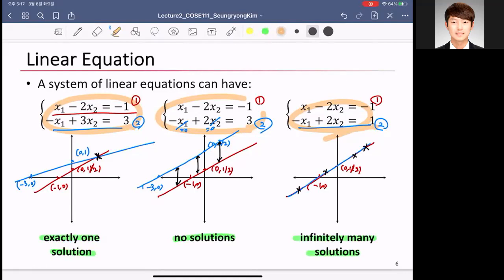So, to summarize, our linear system can have a solution set in three kinds of possibility: exactly one solution case, no solution case, and infinitely many solutions case. So every linear system can be categorized as one of them.